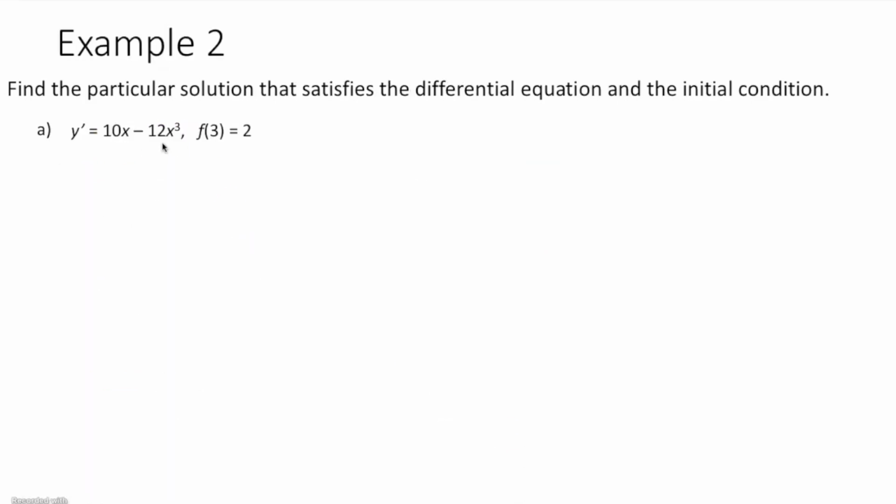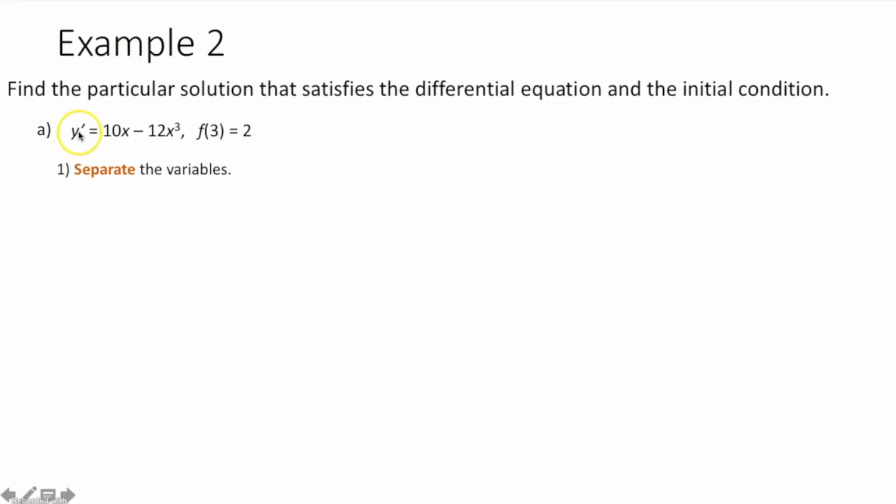Now, example 2, if you notice, says find the particular solution that satisfies the differential equation and the initial condition. So it gives you an initial condition this time and a differential equation. So everything is the same steps. First, separate the variables. They give you points for this on the AP test. I can't stress this enough. Get all the y's to one side, all the x's to the other side.